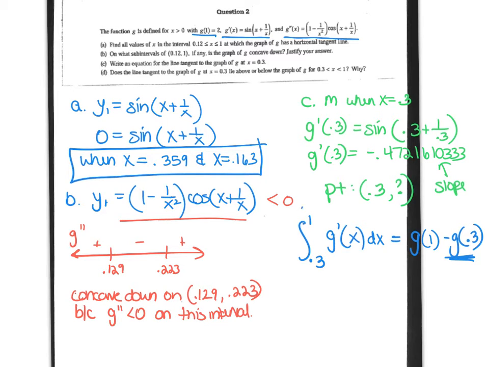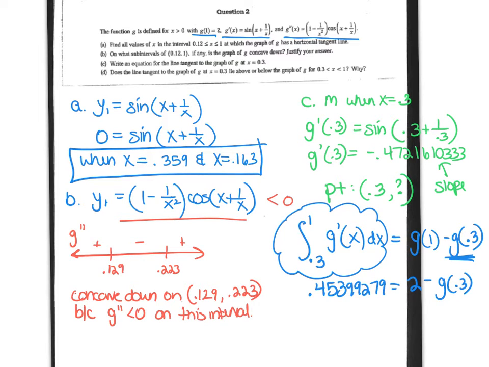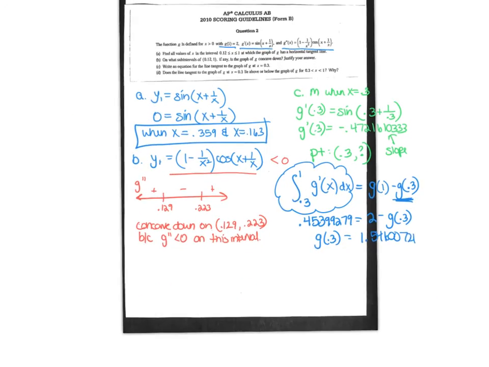You're going to use your calculator to calculate this, and then you're going to solve this equation for g of 0.3. So when we do that integral there from 0.3 to 1 of g prime, we end up getting 0.453999279. I'm just putting all the decimals. G of 1 is 2. We're looking for g of 0.3. So if I add g of 0.3 to the other side, and I subtract that 0.453999279 from 2, I get this long decimal. So now we have our point, okay?